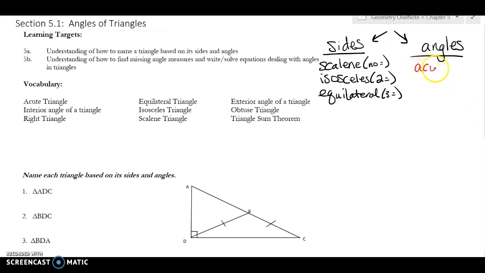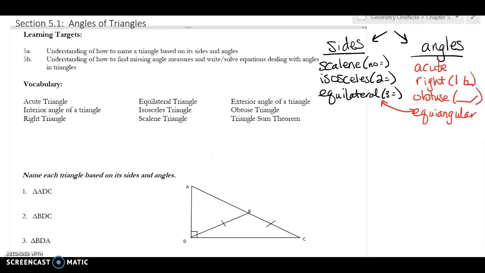Angles, you can have an acute triangle, which has 3 acute angles. You can have a right triangle that has 1 right angle. And you can have an obtuse triangle, which has 1 big angle. The other type of angle is called equiangular. I did not make that up, equiangular. If it's equiangular, it's also equilateral because 3 equal sides means it has to have 3 equal angles.